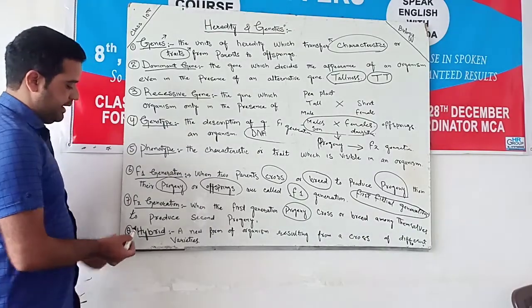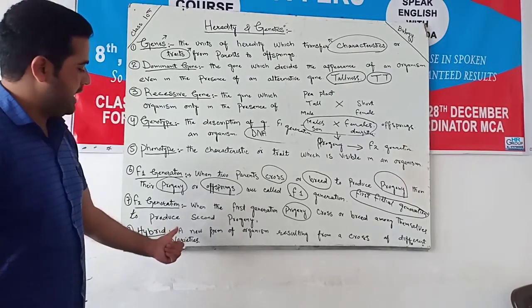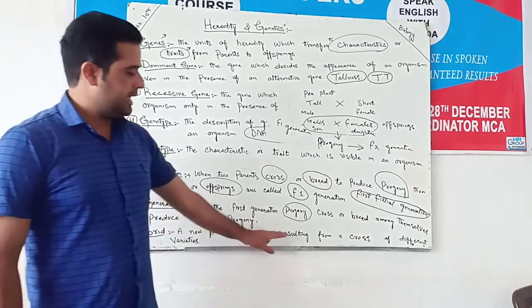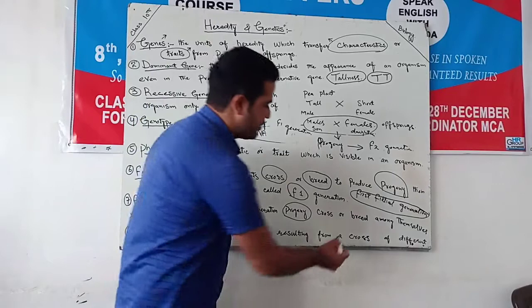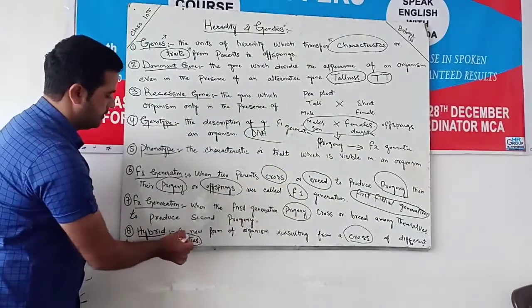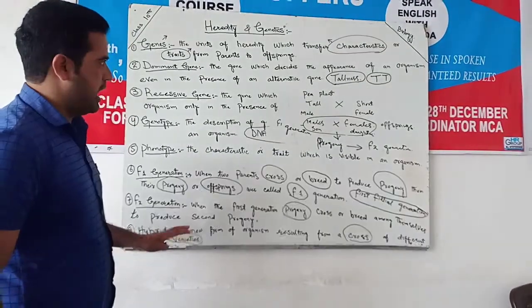Last point here is the hybrid. What is a hybrid? A hybrid is a new form of an organism resulting from a cross of different varieties. So this is called a hybrid.